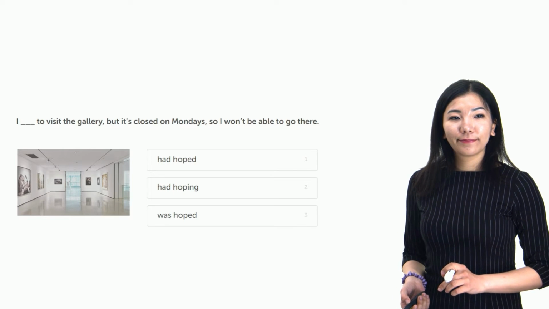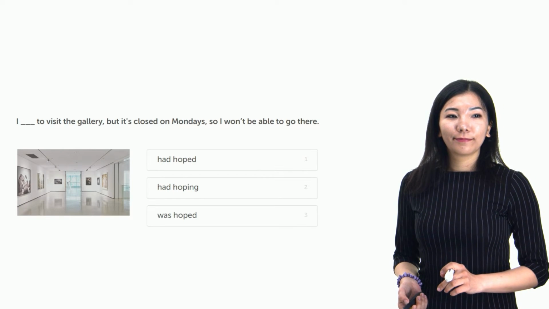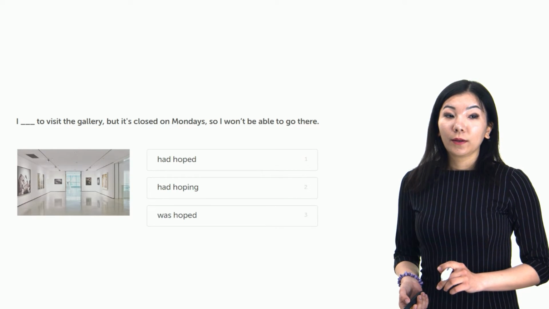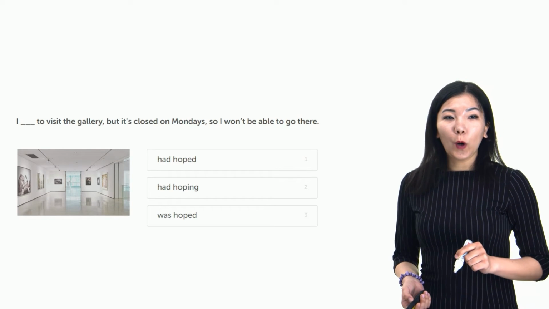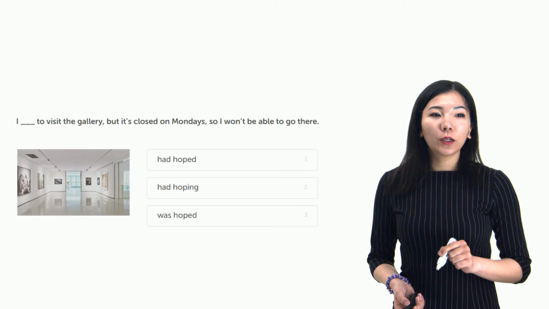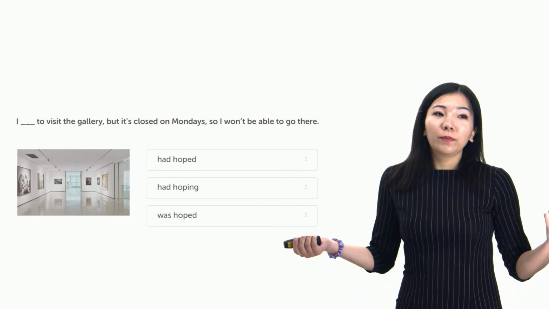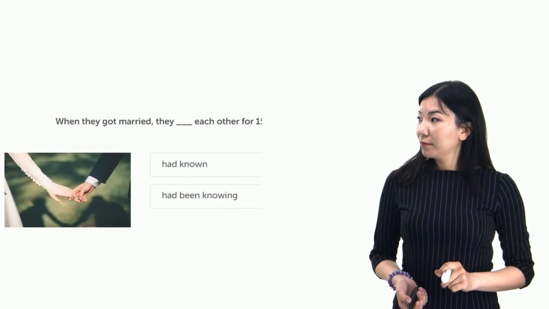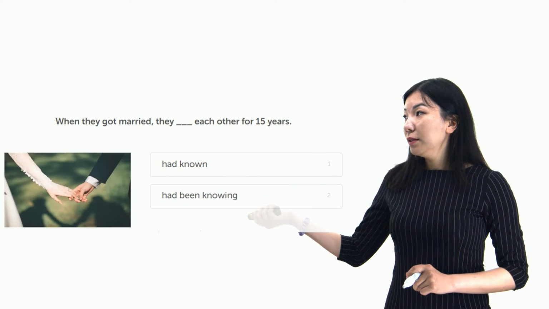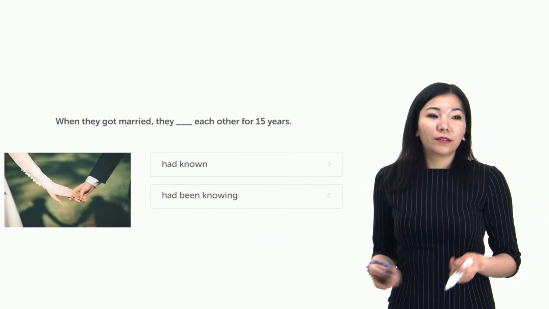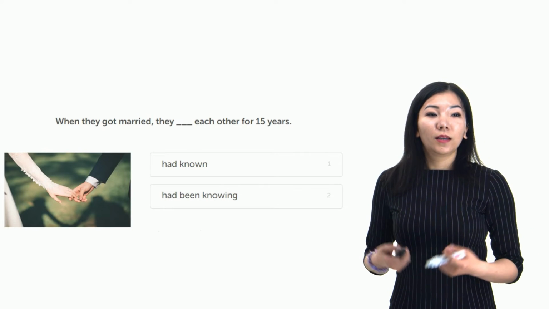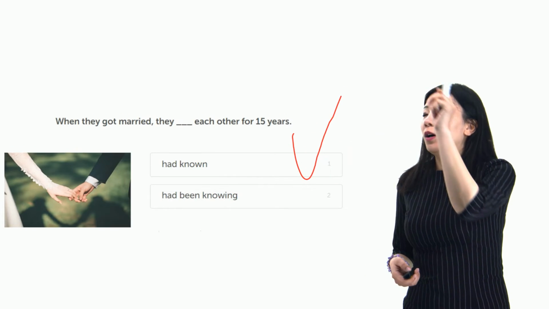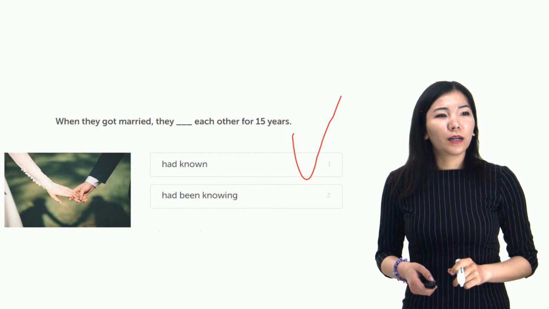This one. I had hoped to visit the gallery, but it's closed on Mondays, so I won't be able to go there. The first one is correct. When they got married, they each other for 15 years. Of course, here we have, when they got married, they had known each other for 15 years. Long time, actually.